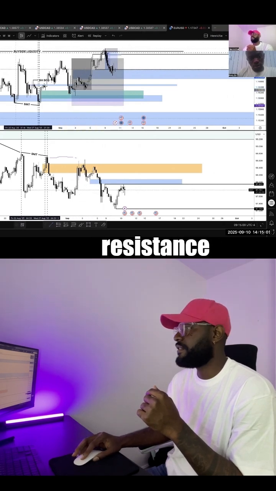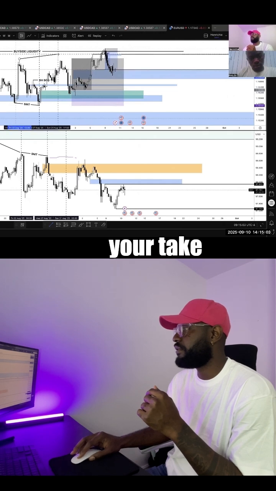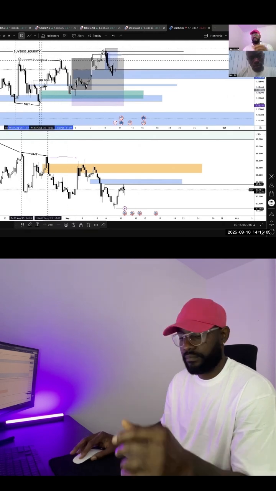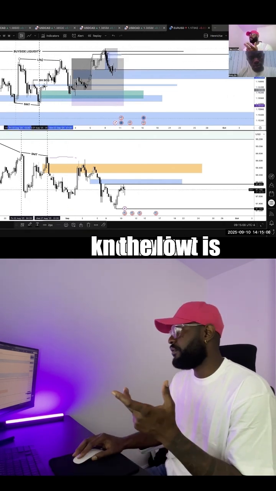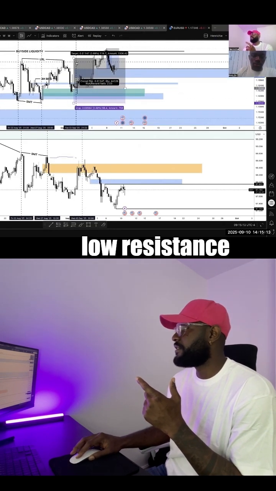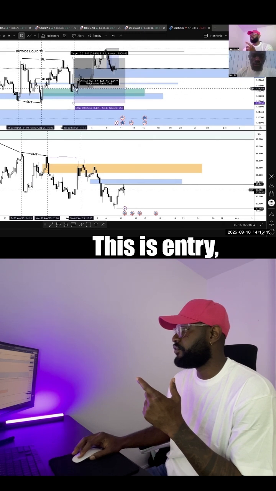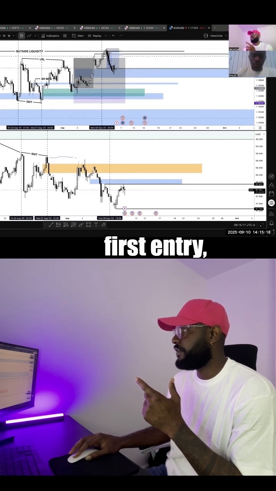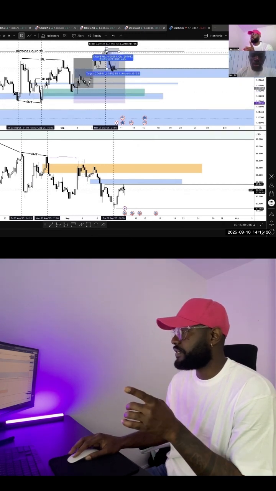We have low resistance liquidity here. You can use that as your take profit. I believe you know what is the low resistance liquidity, right? Now we use low resistance liquidity as take profits. This is entry, this is stop loss. This would have been your first entry, right? I'll show you the second entry.